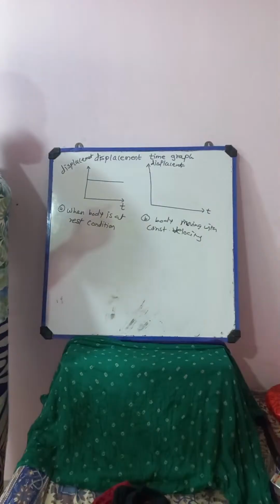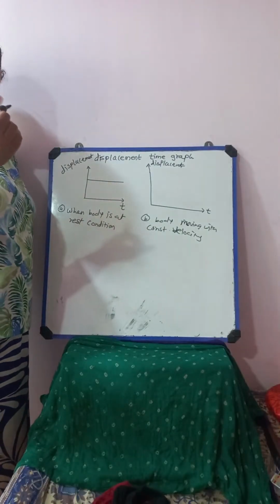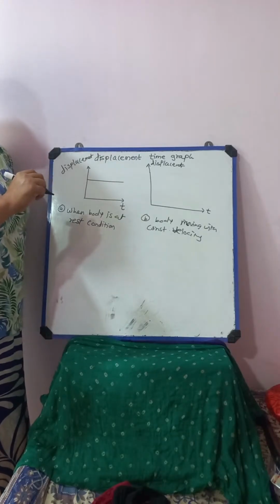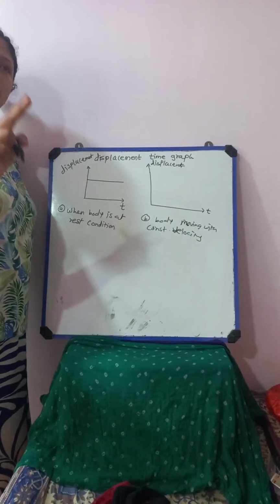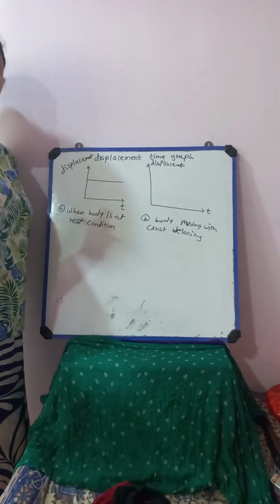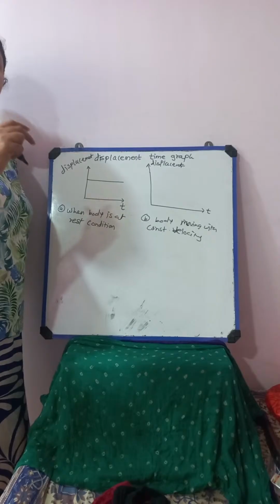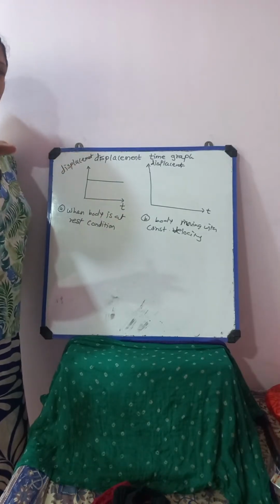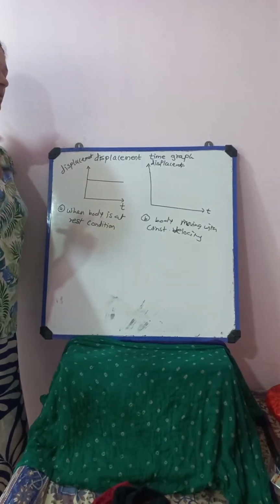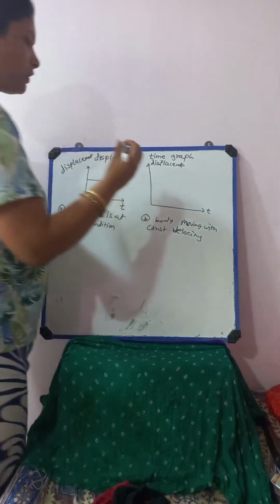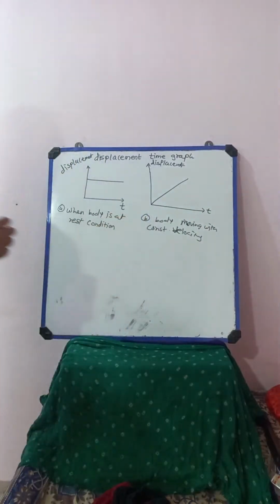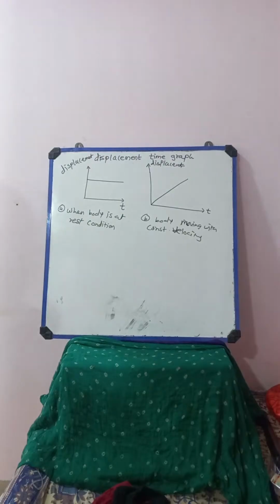That means in the first hour it covers 10 kilometers of distance, in the second hour also it covers 10 kilometers, in the third hour also it covers 10 kilometers. So in every successive time period it covers the same distance, that is nothing but your constant velocity. So for constant velocity we will get a linear graph. This is known as a linear graph.